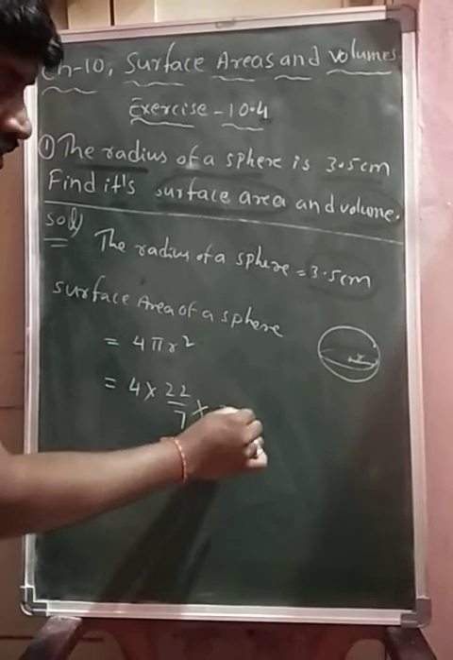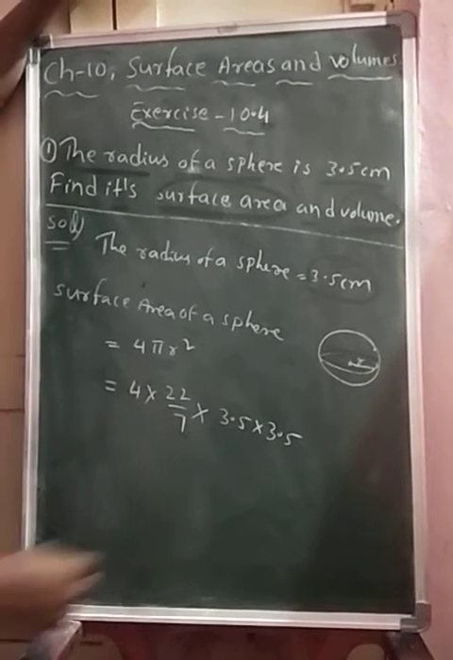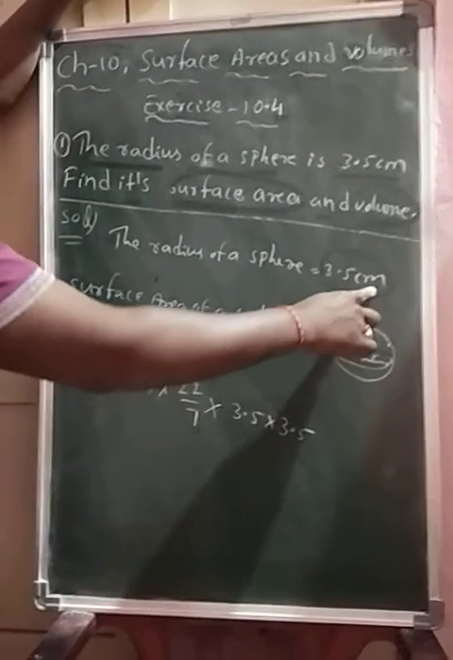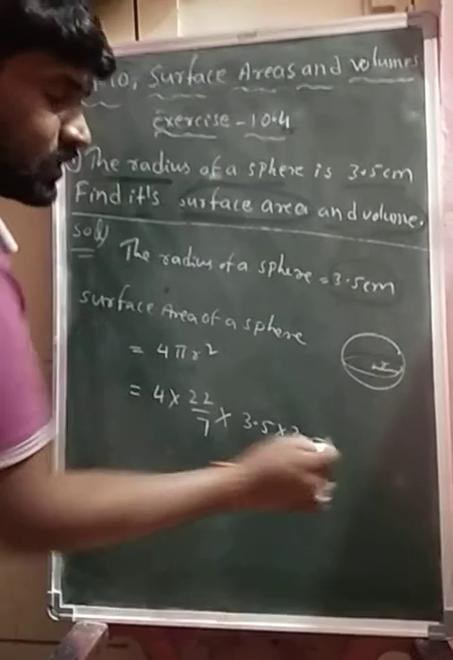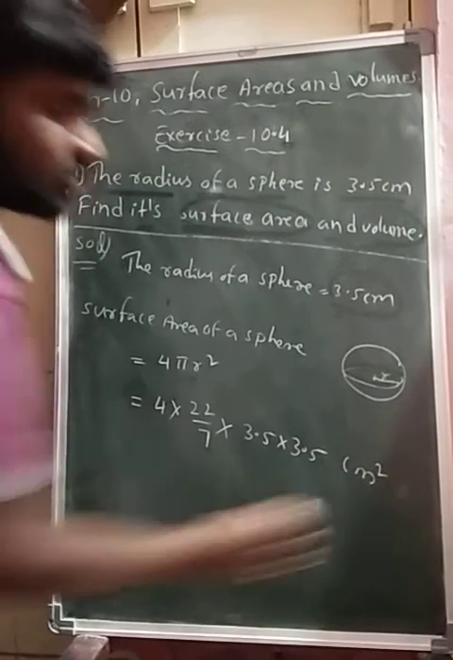That is 3.5 into 3.5. The unit given is centimeter. So that's why area is always in square units. So that's why square centimeters.